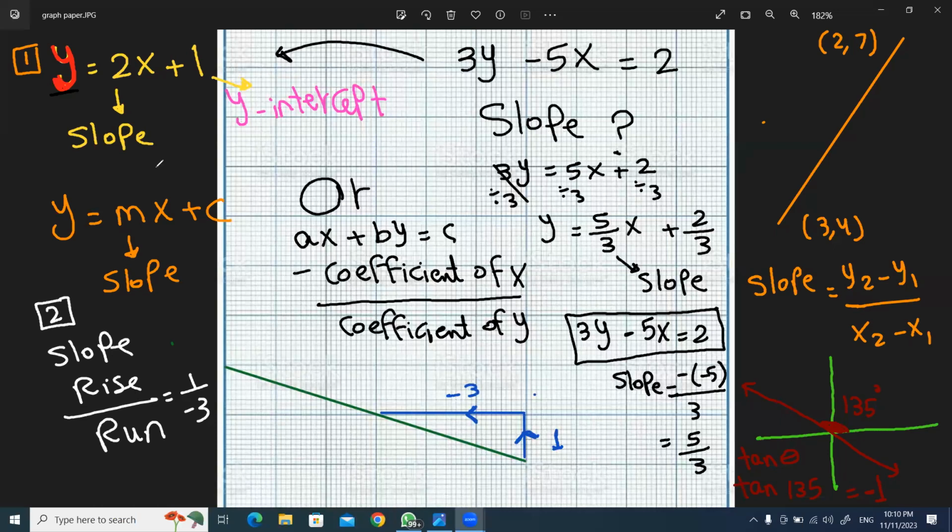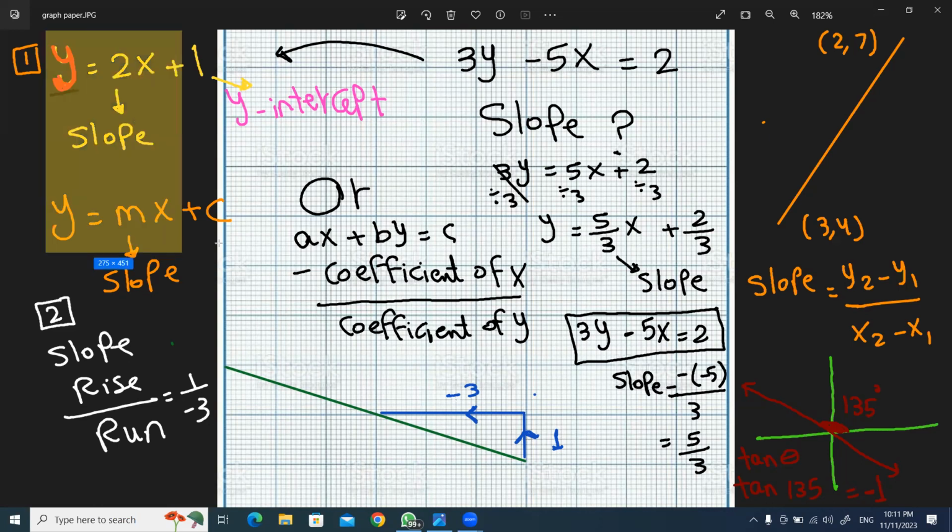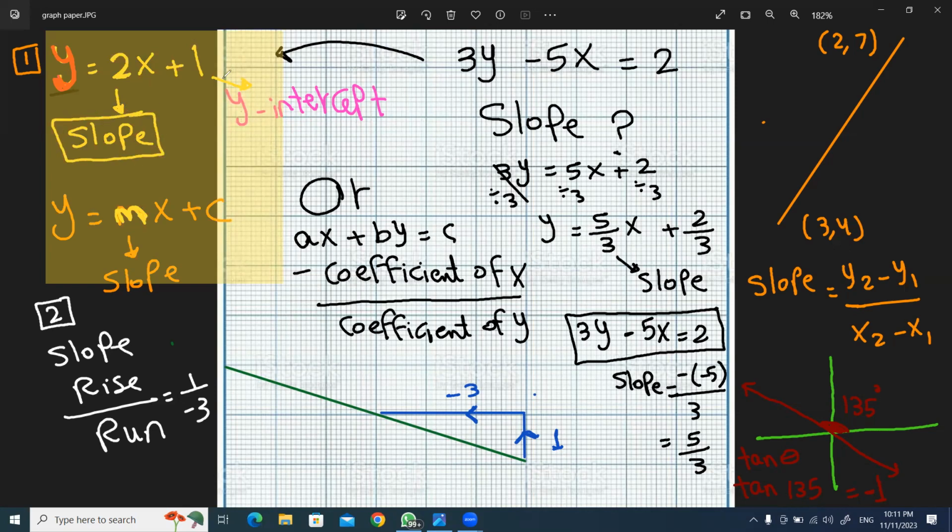So how can we get the slope of the line? We can get the slope if we have this format, y equals mx plus c. Here, the coefficient of x represents the slope. So we can find the slope directly. In the case y equals 2x plus 1, the slope is 2, and the y-intercept is 1.